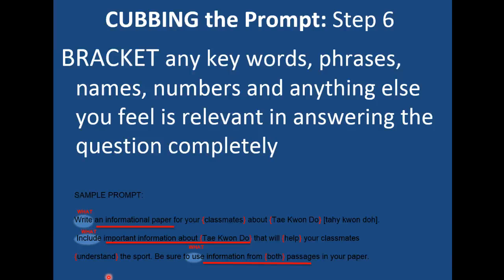And in the third sentence, I bracket the word both. I do this because this is a number word. It tells me that I need to make sure my answer has evidence quoted from both of the passages that I am going to read, not just one. And this reminds me that I also need to give evidence from the passages and not just my opinion.